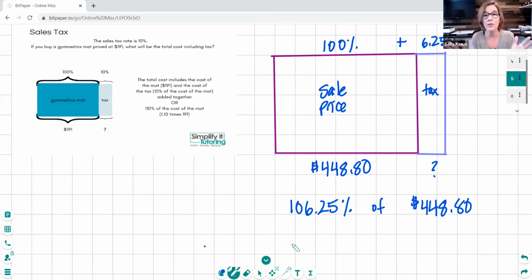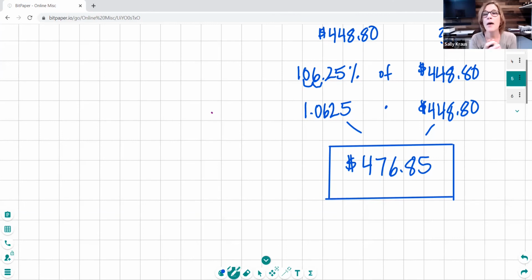106.25% will cover everything. How do we convert a percent into a decimal? Move that decimal back 2 places. So that becomes 1.0625. That goes into your calculator easier. Of almost always means multiply, 448 and 80. So once you do that math, 1.0625 times $448.80, that's what you get. That's your out the door price with your tax.